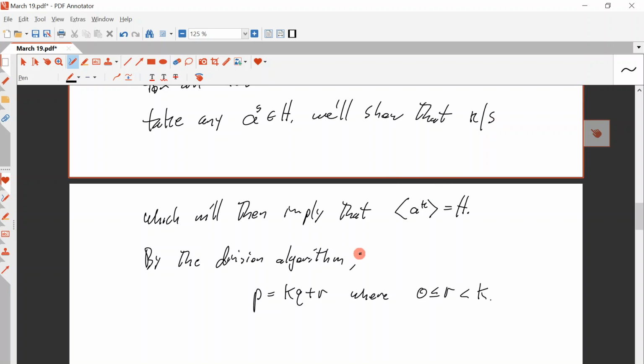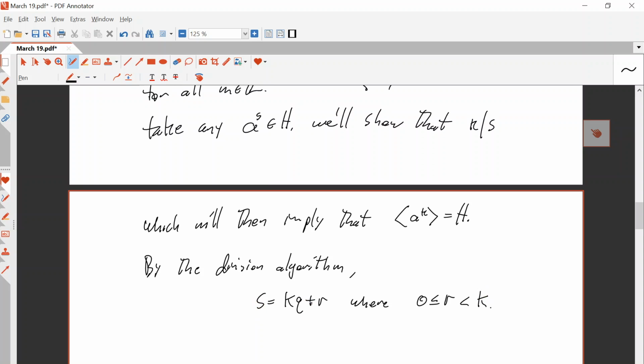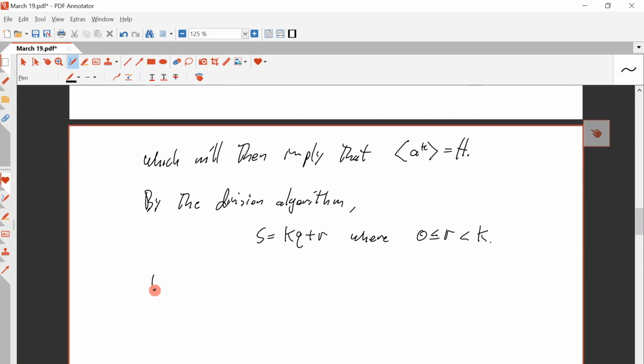P stands for prime usually, right? All right, S. So we want to show that R is equal to 0. If R is equal to 0, then we're done.